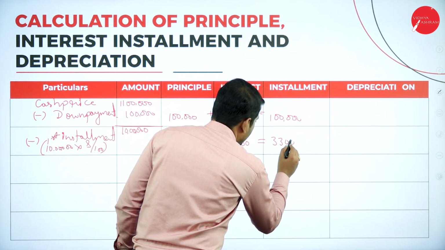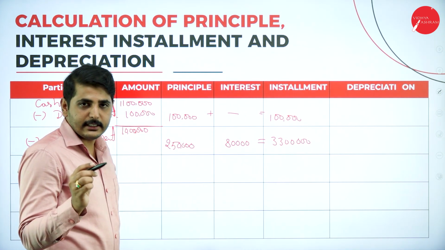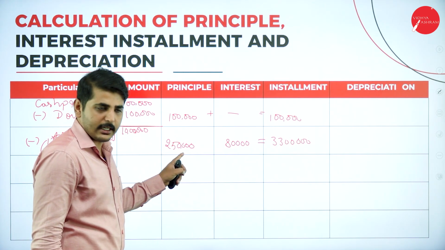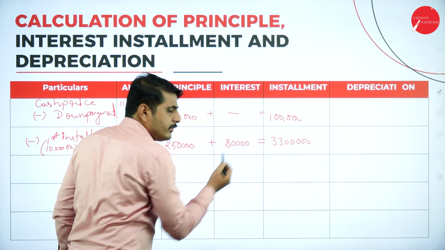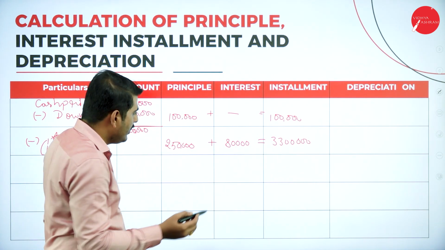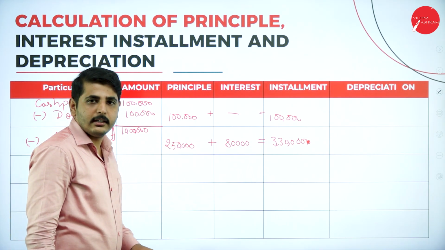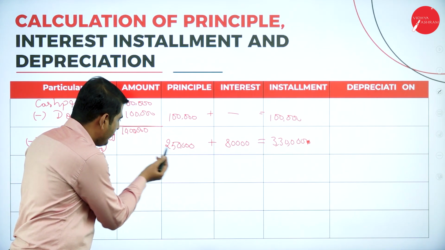This is called the interest exclusive method. So this principal amount does not include interest. We have to add the interest, then it will become the installment. I hope you are clear. If you add the interest, it will become 3,30,000. Now deduct the principal from principal.